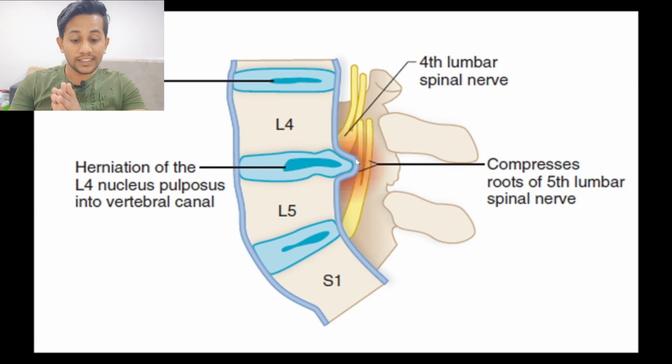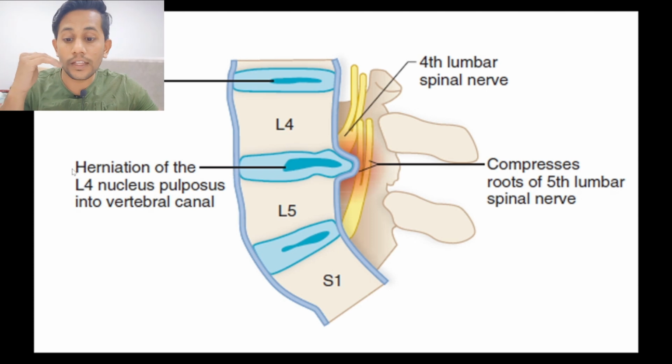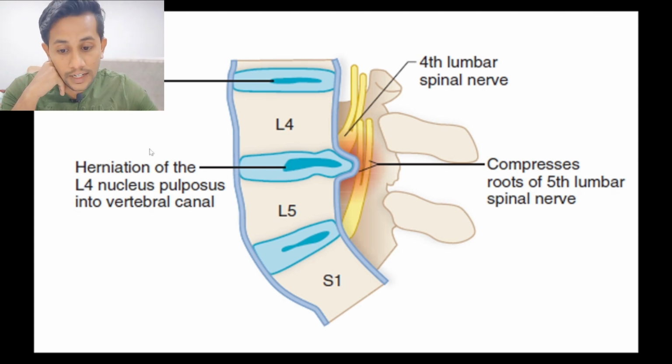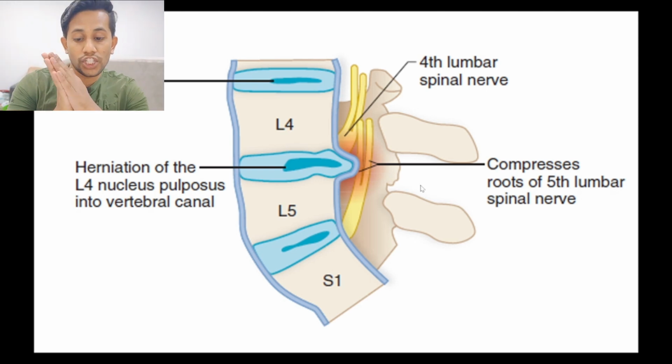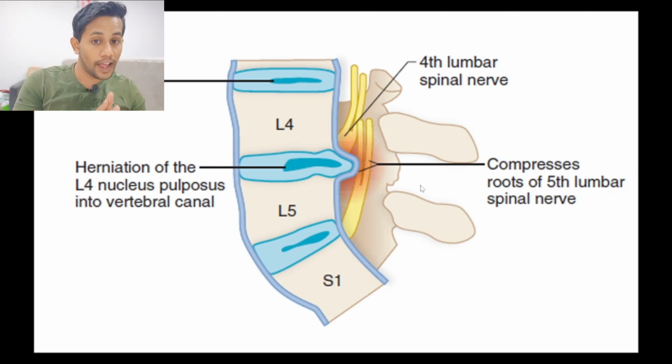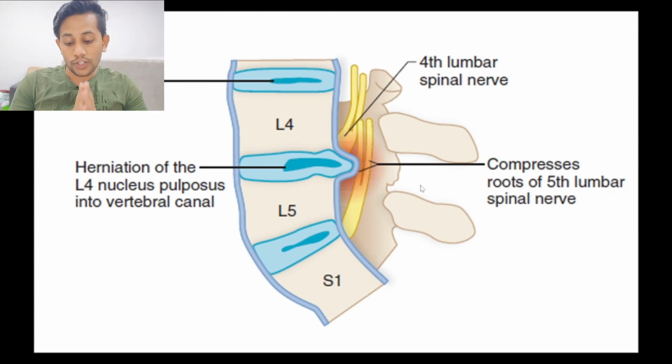Why? When a disc herniates, it will always herniate downwards. So when the L4 disc is herniating, it will not compress the L4 lumbar spinal nerve, but rather it will compress the fifth lumbar spinal nerve. That is important. It could be used in a question: when you have a herniation of L4, it will compress the nerve below, which is L5. So this is an important rule you need to remember.